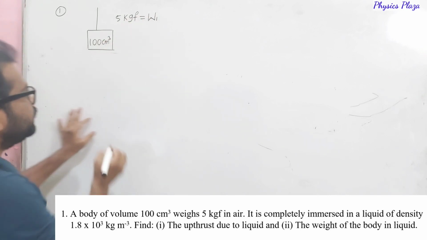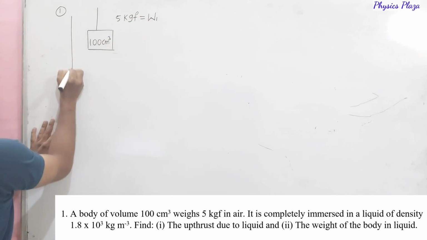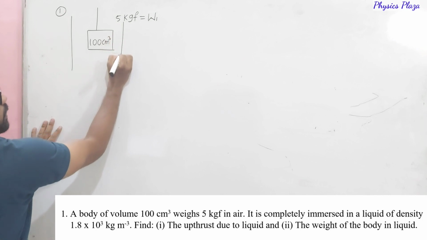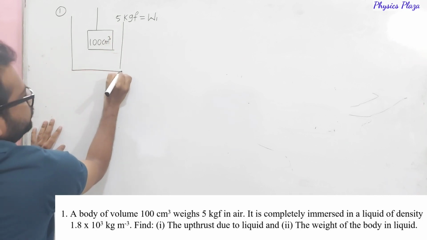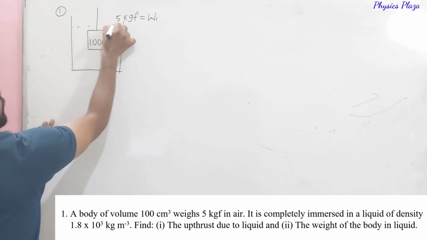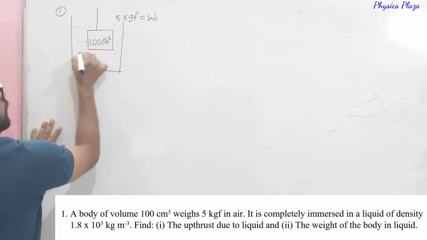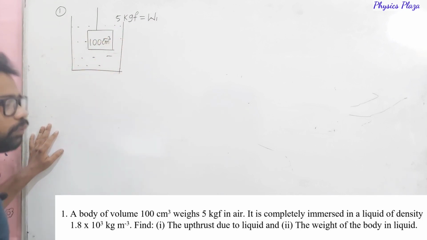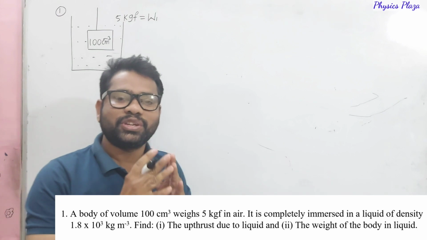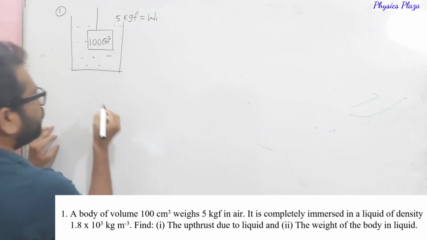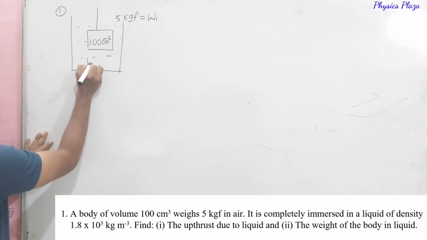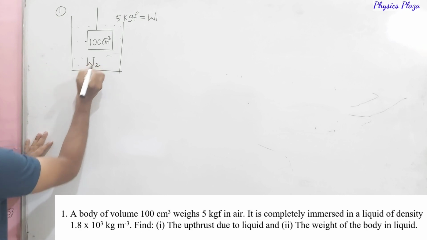Now what happened? This entire body is completely immersed in a liquid. Then what will happen? Again when we measure its weight, it is recorded as W2. Children, don't get confused here.